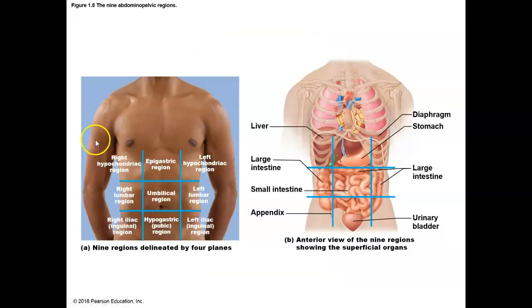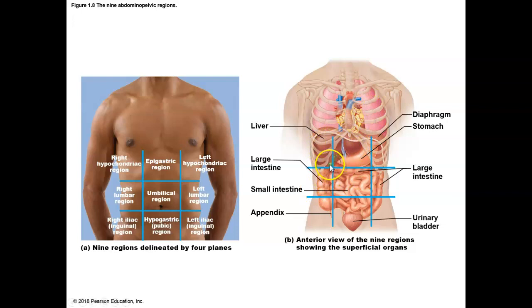Even easier to pinpoint damage is separating them into the 9 abdominal pelvic regions. Here we have a hypochondriac right and left, a lumbar right and left, and an iliac or inguinal right and left. Down the middle, we have the epigastric, the umbilical, and then the hypogastric. And if you look over here, you can see the stomach is found in the epigastric and the left hypochondriac region. The liver is found in the right hypochondriac and the epigastric region.